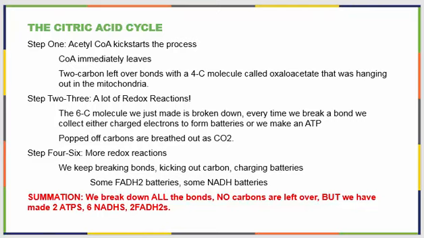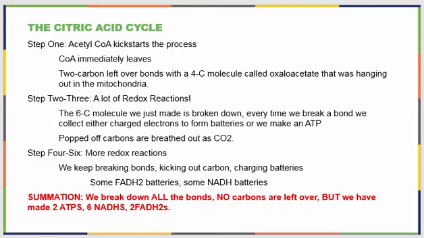In steps 2 through 3, we go through a lot of redox reactions, or reduction oxidation reactions, simply meaning we're going to move electrons from one molecule to the next. Our 6-carbon molecule we just made is broken down, and every time we break a bond, we collect either the charged electrons to form some more of those cellular batteries, or we just make a molecule of ATP. All of those popped off carbons are breathed out as CO2, just like before.